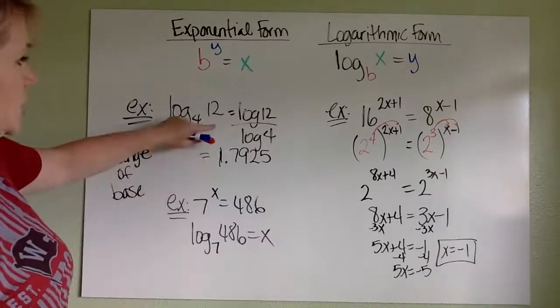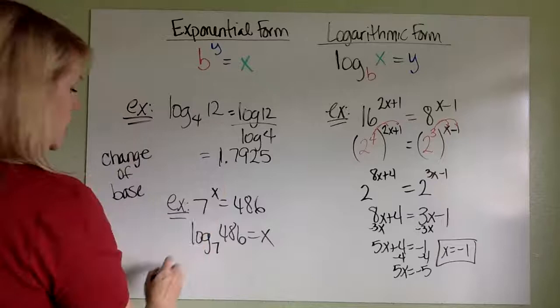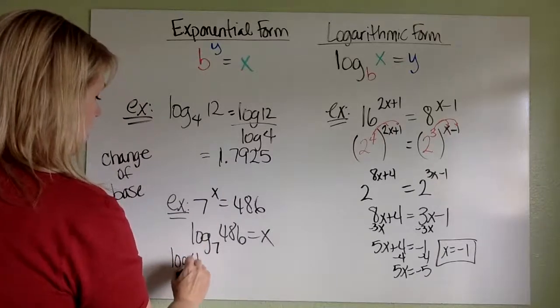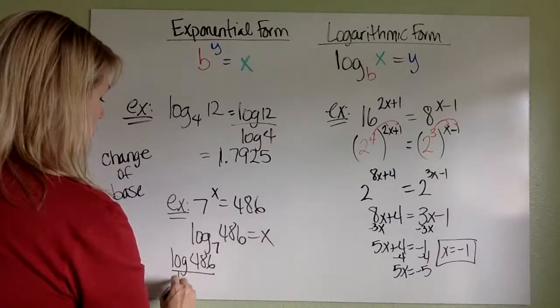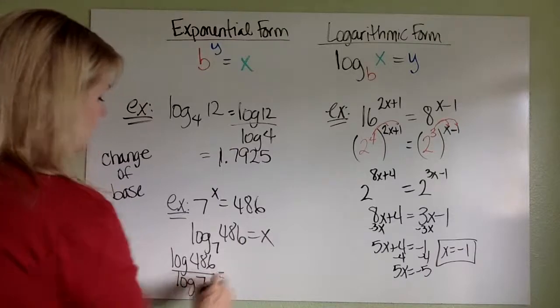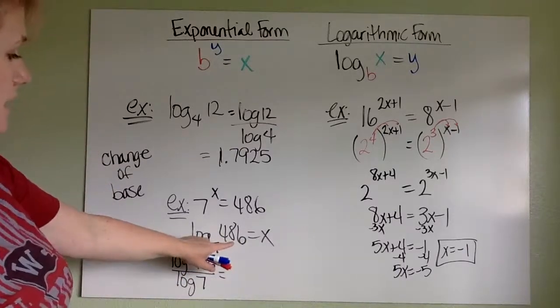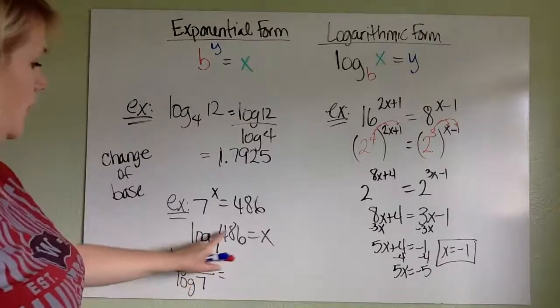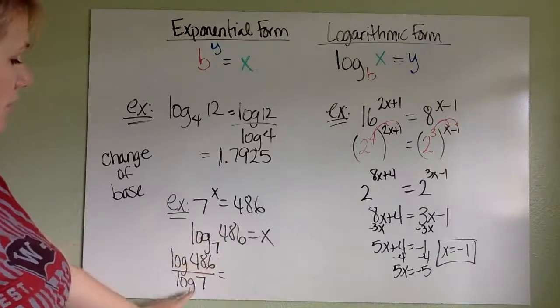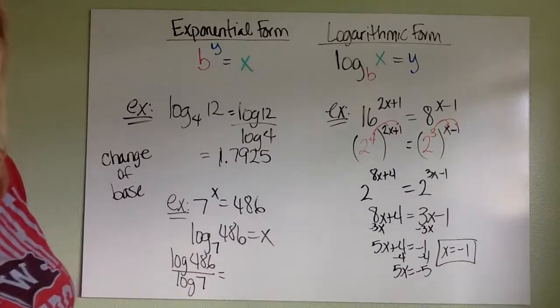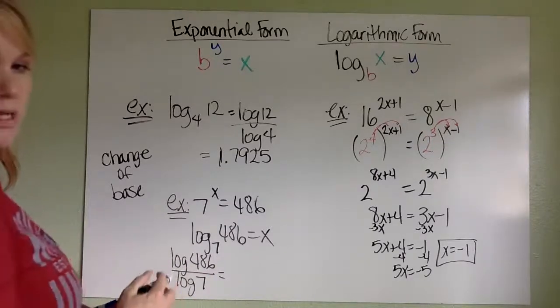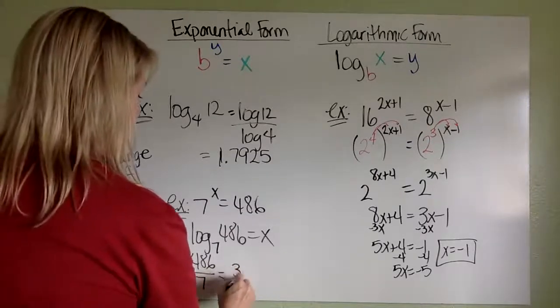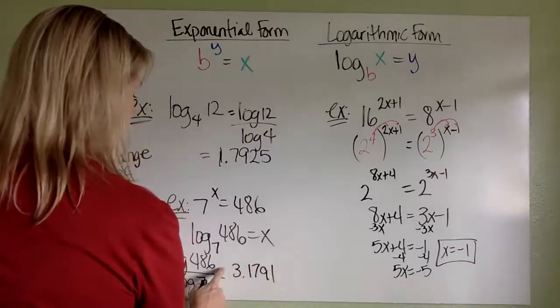If I need to use the change of base formula to find its decimal approximation, I would type in log of 486 divided by the log of 7. So the log of the argument, the bigger number, divided by the log of the base, the smaller number. And you should get approximately 3.1791. This should be an approximate symbol.